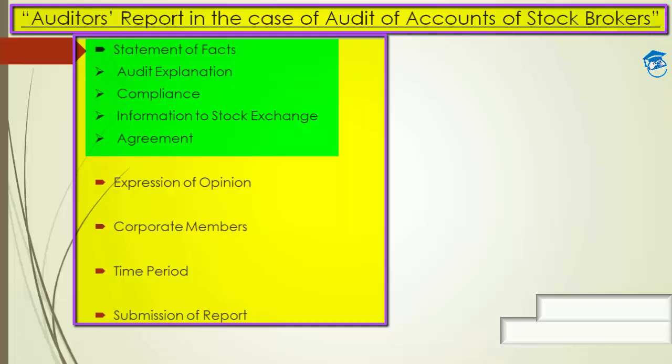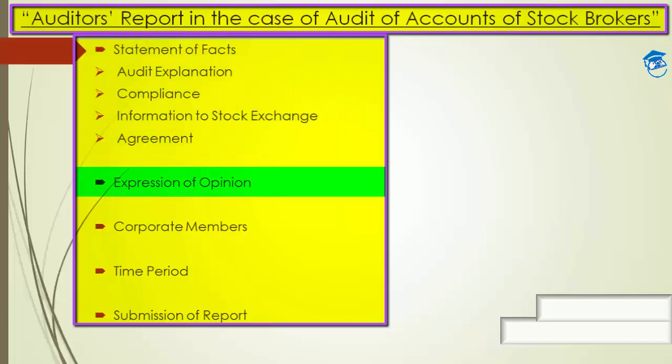Then after seeking all these things, the next thing is the expression of opinion. The auditors should express their opinion as to whether the financial statements give a true and fair view, so far as it relates to the balance sheet and P&L account or not. And secondly, they need to express their opinion as to whether the member has maintained proper books of accounts and records which are specified in various rules of SCRA 1957 or not.